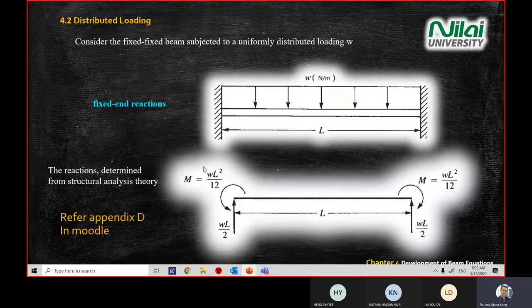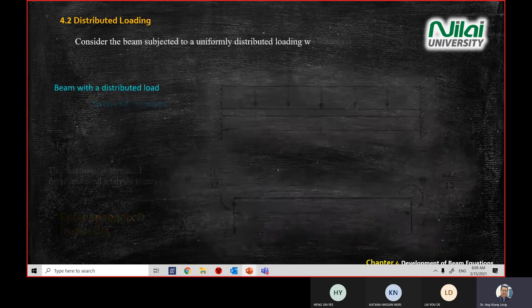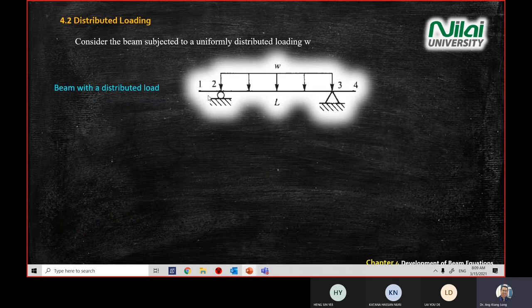So let's look at one example of how we use the Appendix D to help us analyze our problems. Let's say we have a beam with a roller pin on the left hand side, and a support on the right hand side. And on this beam, we have a few nodes: node 1, 2, 3, and 4. The length of this beam between points 2 and 3 will be L. And the distributed load is from point 2 to point 3.